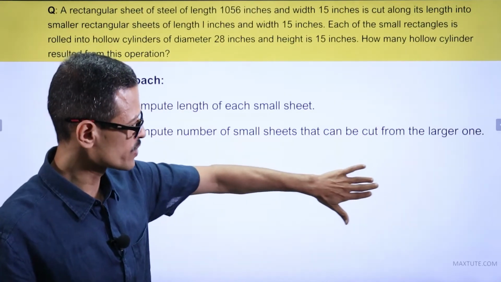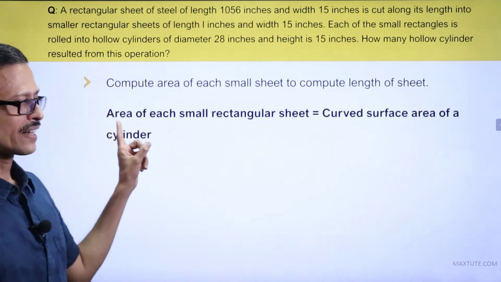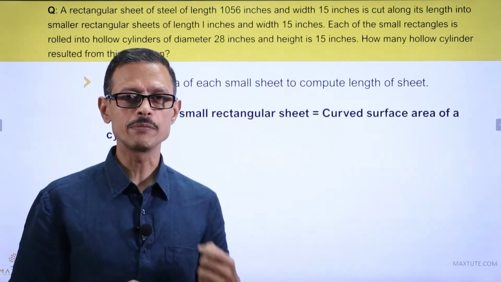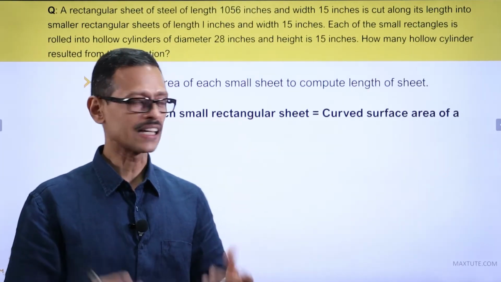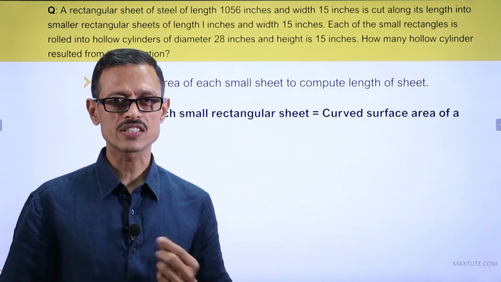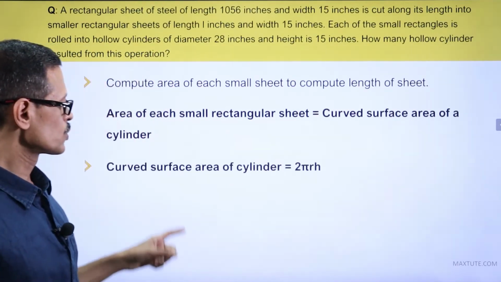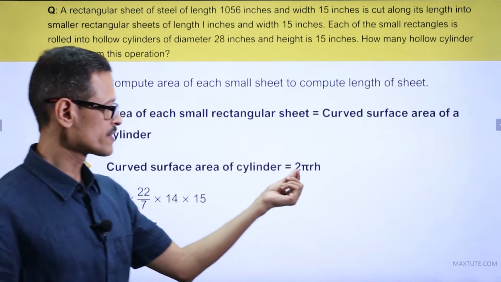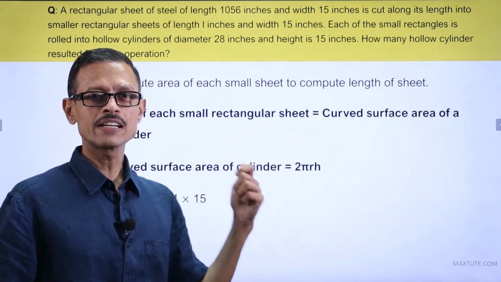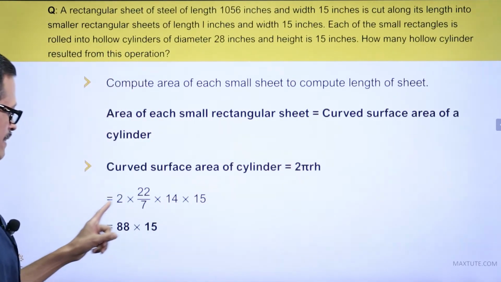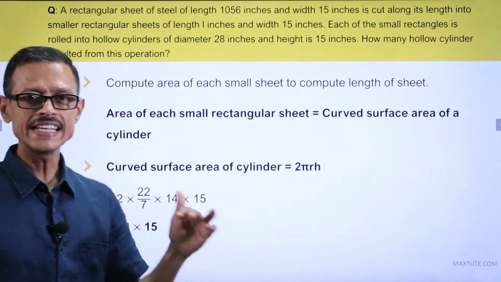So how are we going to proceed? When it is kept open, it's a rectangular sheet. When it is curved and rolled, it becomes a cylinder. The area of the rectangle is equal to the curved surface area of the cylinder. The formula for the curved surface area is 2 pi RH. We know pi is 22 by 7. Diameter is 28, so radius is 14, and height is 15. We solve and get the curved surface area as 88 times 15.